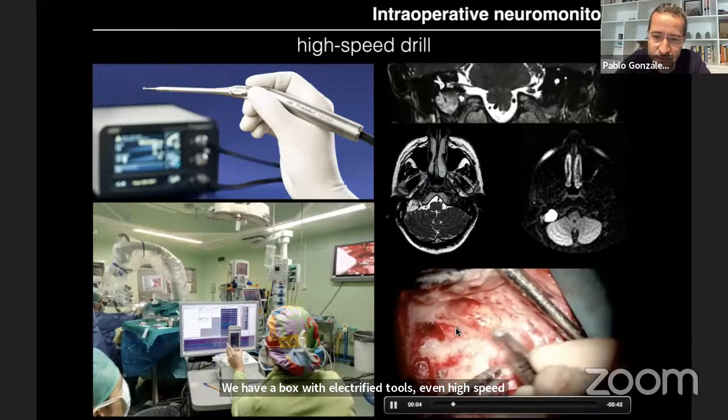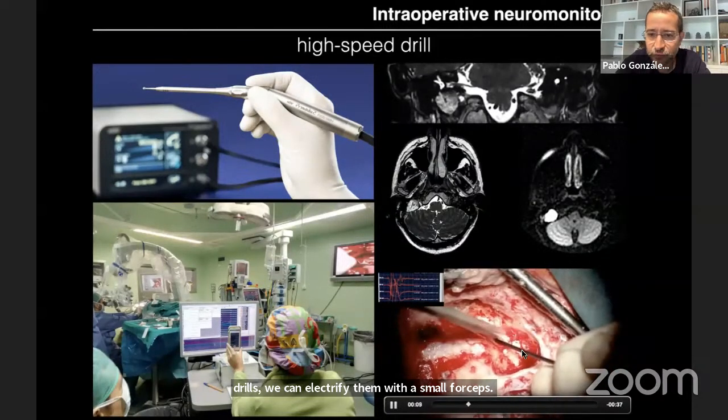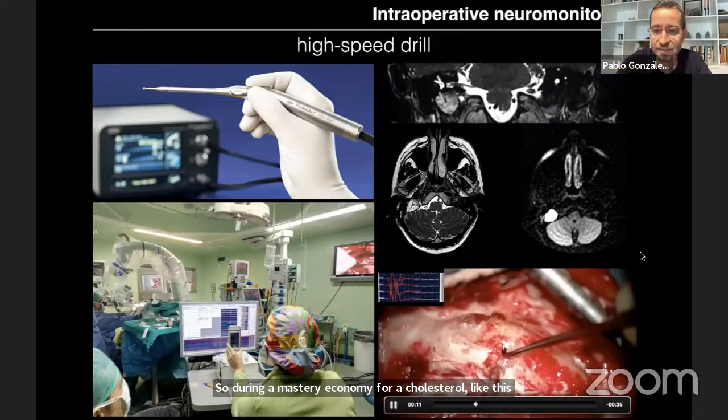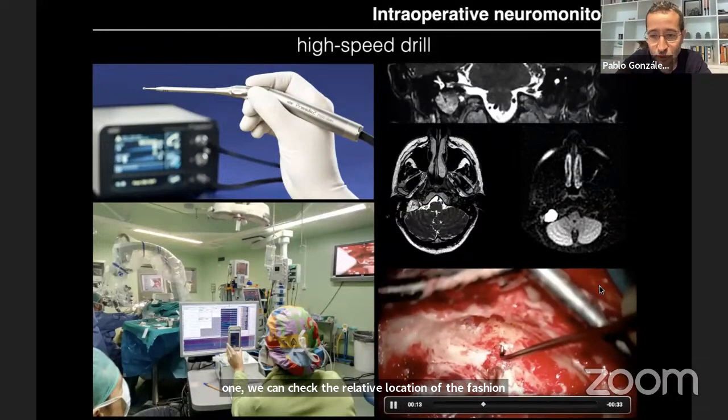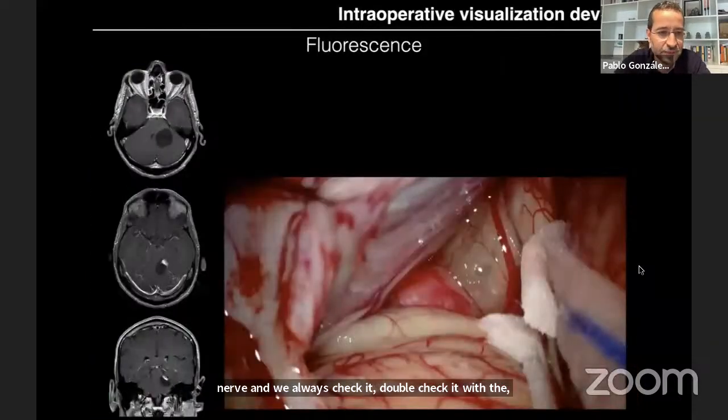So during a mastoidectomy for a cholesteatoma like this one, we can check the relative location of the facial nerve, and we always double check it with the gold standard, which is our monopolar probe. So we can electrify anything.